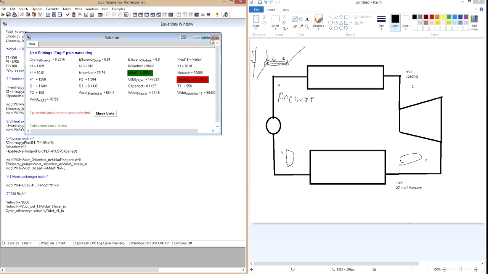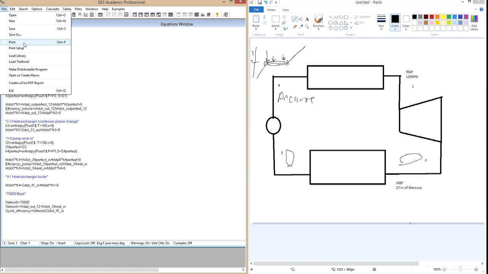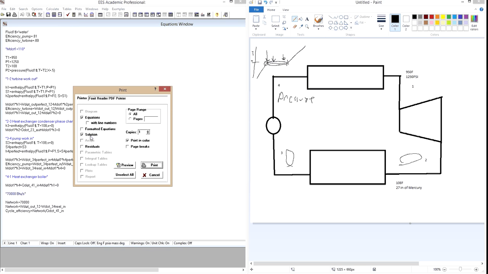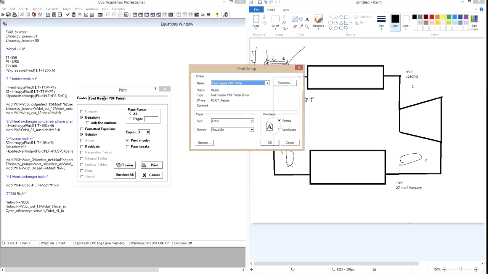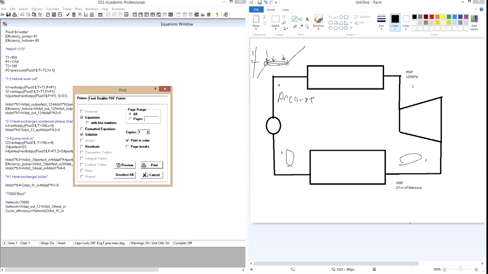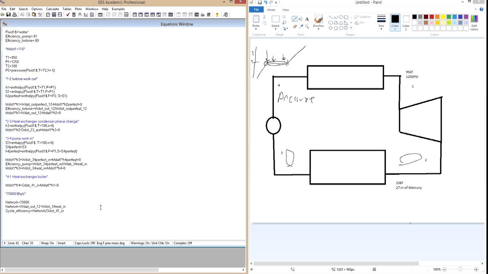When you go to print this, make sure that you print it with equations and solutions, just this. You can select your printer and change it to a PDF printer and print it as PDF, which is what I do. I print mine in color. And that was how you did Project 2 Part 1 for Dr. Hegge's class.